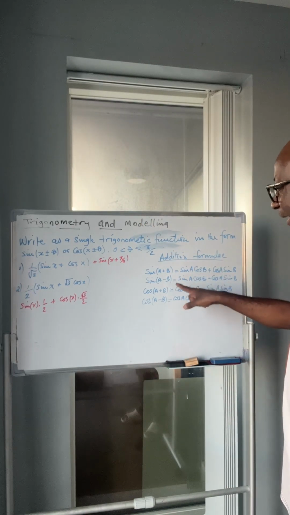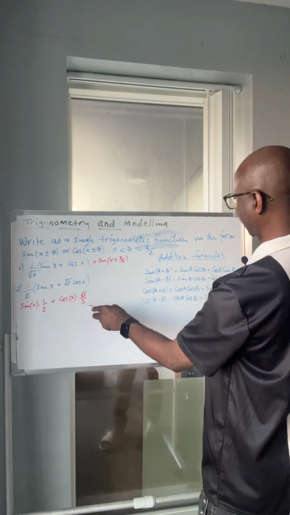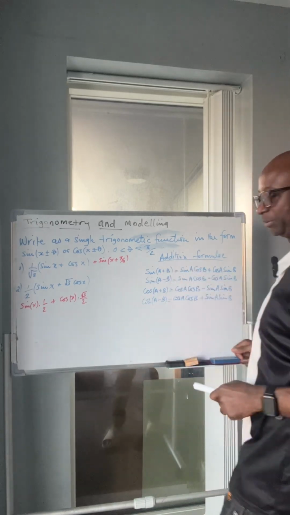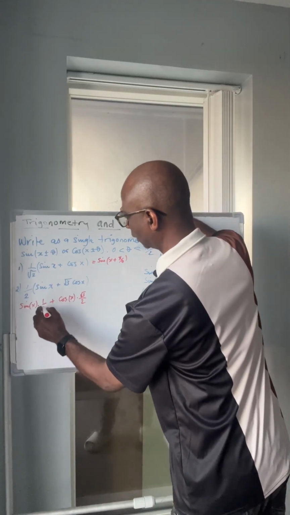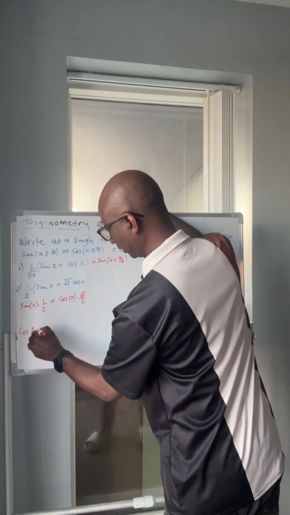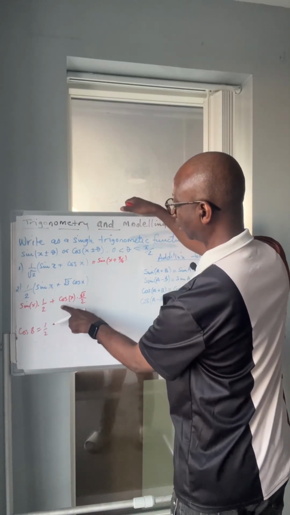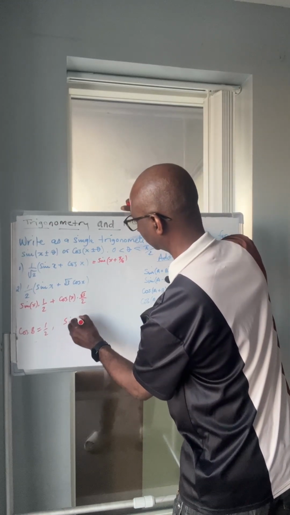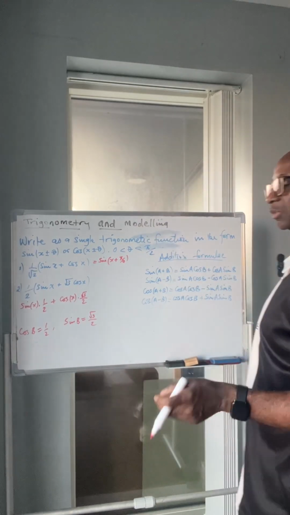You are going to get sine A cos B plus cos A sine B. So the answer you get will be a sine, so sine into A plus B. That's all. So this is sine A cos B, so you now have cos B here. Cos B equals 1/2. And again, you have cos A sine B, and your sine B here is equal to root 3 all over 2. That's all.